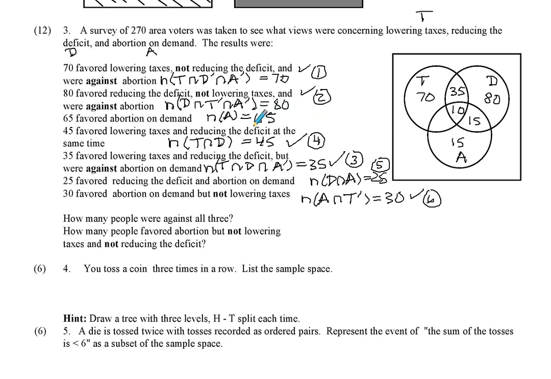Now we can use the total that favored abortion on demand was 65. So the total of this whole circle is 65. 15 and 15 is 30, 10 more is 40, so that leaves 25 in here to make this 65. It's 65 minus the total of the rest. So we used that piece of information 7th.